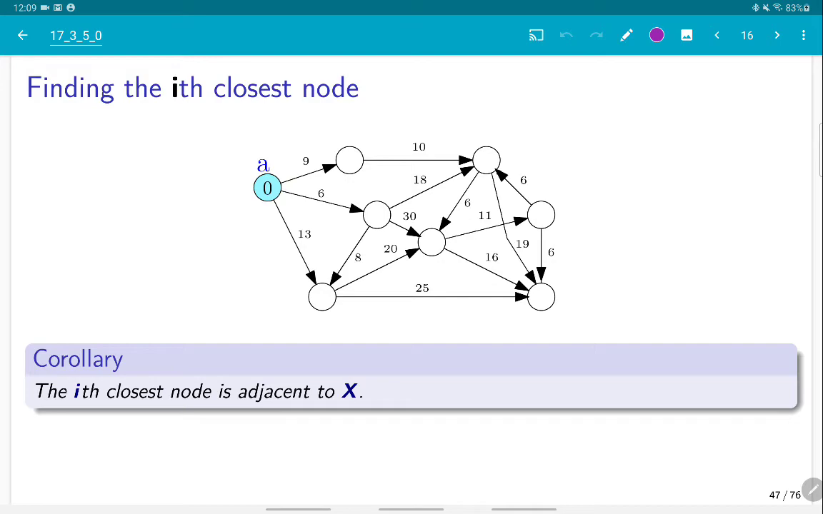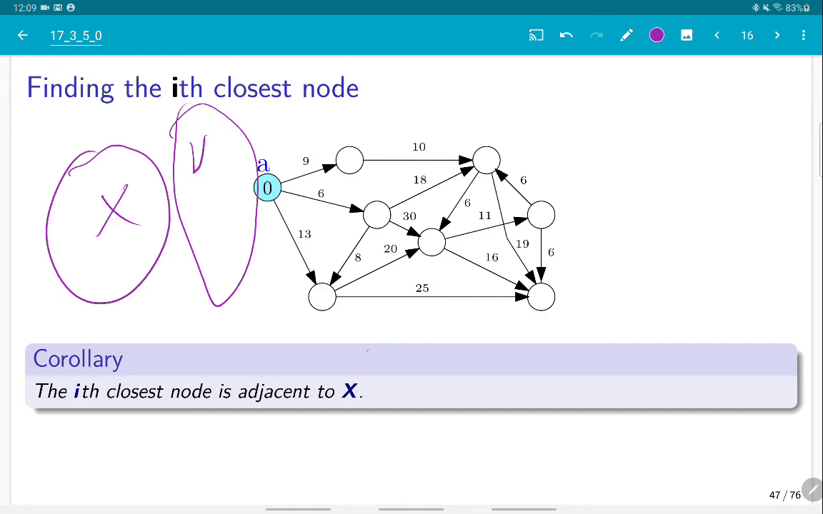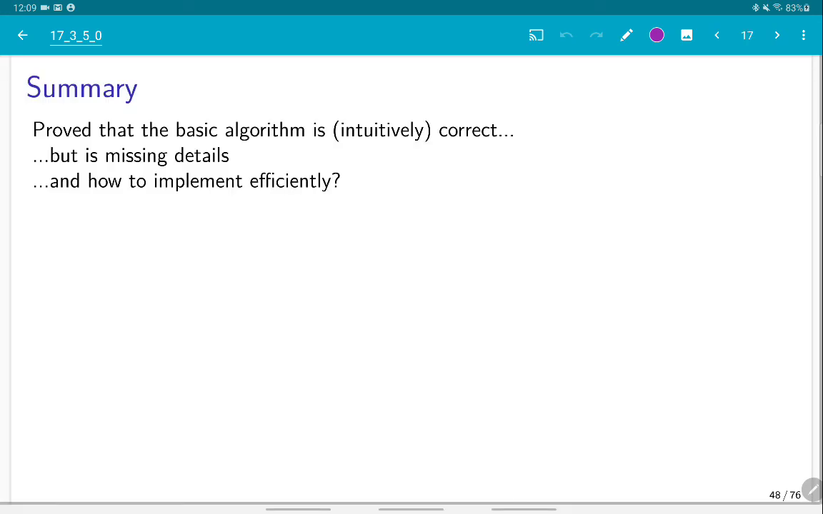Essentially, what we already proved was that the ith closest node to the source is adjacent to the set X, which implies the correctness. But the question, of course, is how do we do this process of finding it? The way I described it currently was that we have the set X, we have the complement set V minus X, and I looked at all the edges that are crossing from X to V minus X. This is called the cut. This is one way to do it. Of course, that's not going to be very efficient. There are better ways to do it.